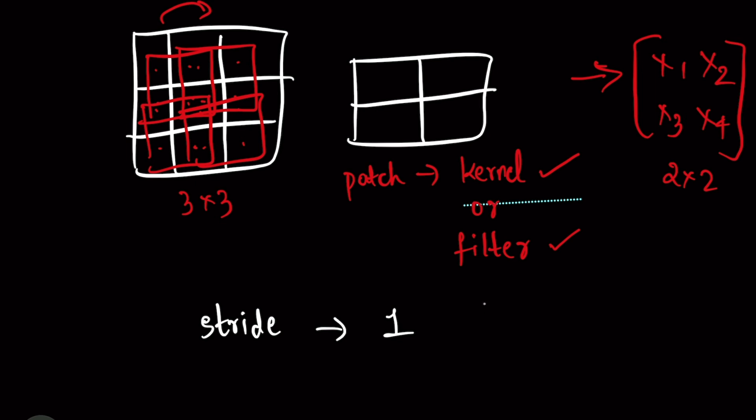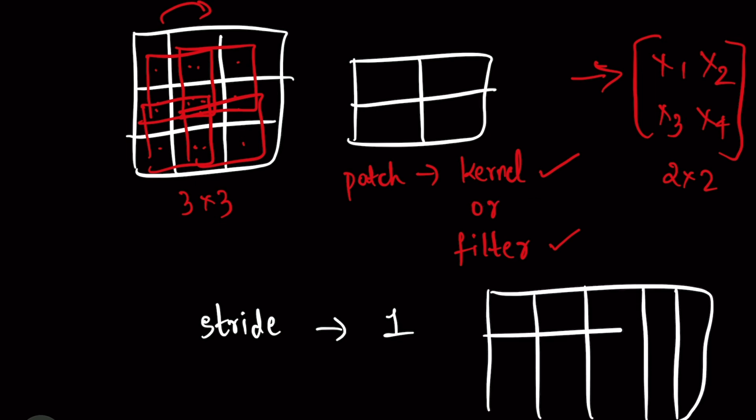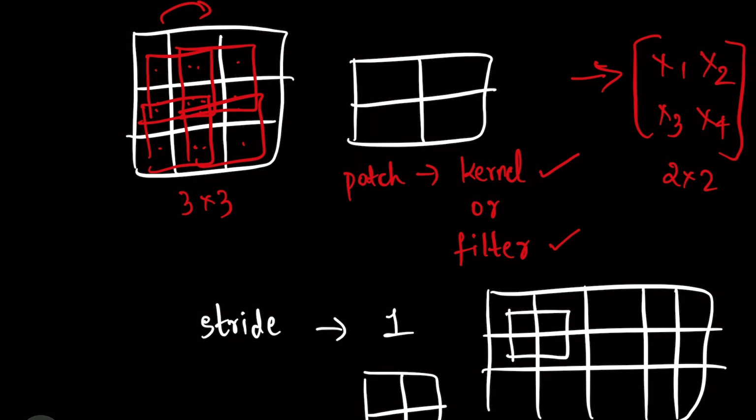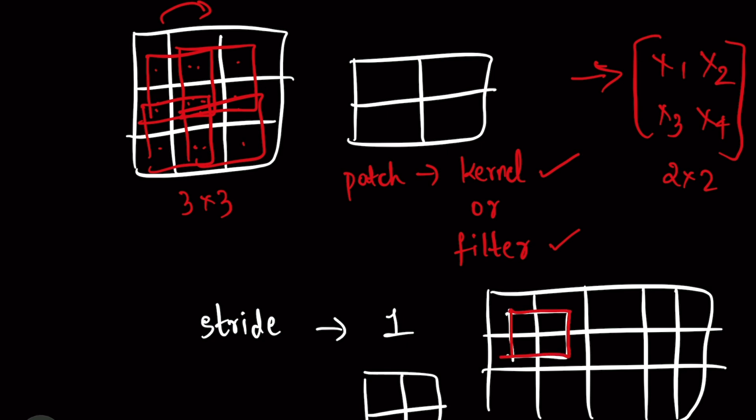If it's moving 2 steps, assume I draw a bigger image. So let's not worry about the number of rows, let's look at the number of columns. And I have a 2 by 2 filter kernel or a patch 2 by 2. So if I keep the filter here, so let me just change the color, and if I keep the filter here, this is how it does the first operation, we get x1.